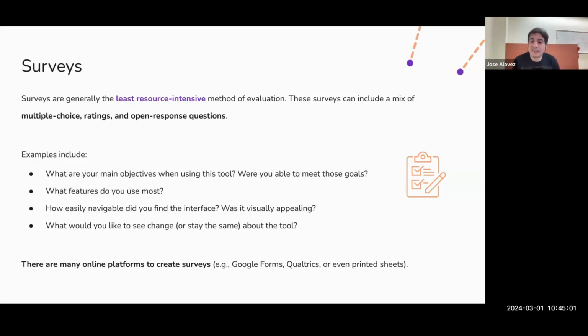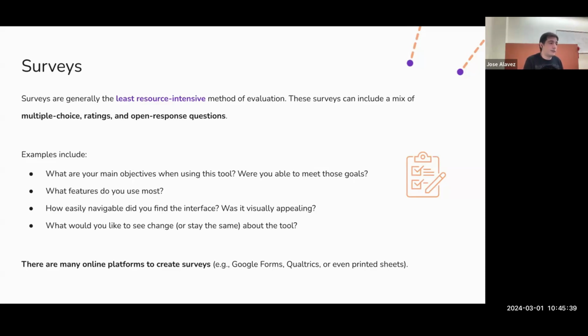Sometimes people say, I don't understand what user-centered design is, I don't understand what heuristics are. So try to be really careful with how you write your questions. Really important, mention the time it will take to complete, perhaps 3 minutes, 5 minutes. There are different ways to create the survey: sometimes it's via Google Forms, Qualtrics, or even printed sheets.